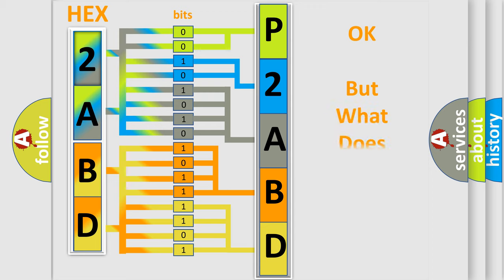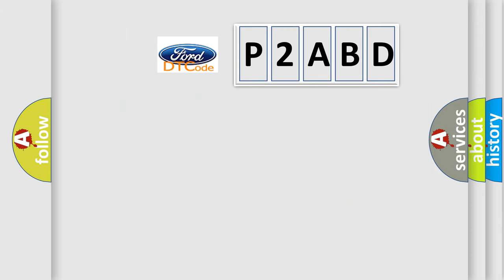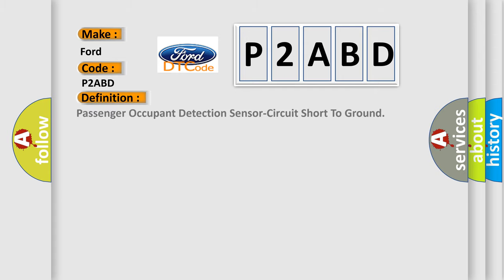The number itself does not make sense to us if we cannot assign information to what it actually expresses. So, what does the Diagnostic Trouble Code P2ABD interpret specifically for Infiniti car manufacturers? The basic definition is: passenger occupant detection sensor circuit short to ground. And now this is a short description of this DTC code.